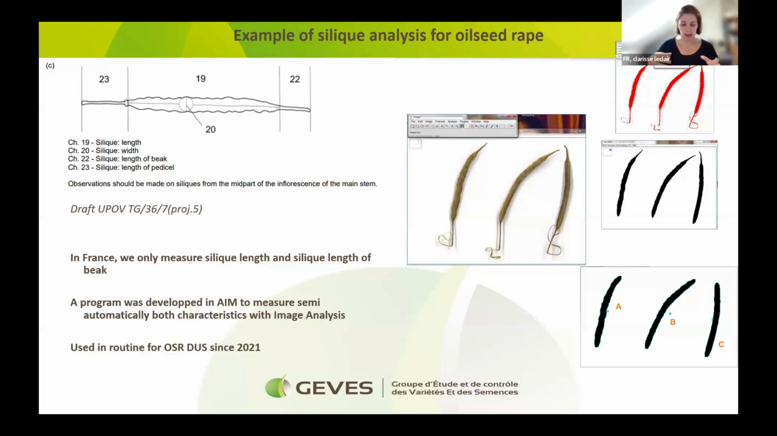Then the siliques are placed on a blue paper. For silique, we use a blue, color blue paper. They are arranged vertically in 2 rows with the beak at the bottom. And then we take a picture in standard condition. Here it's not a scan, it's a picture. Also in standard condition, it means that we always use the same settings with the same camera.